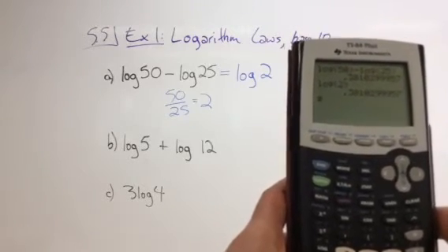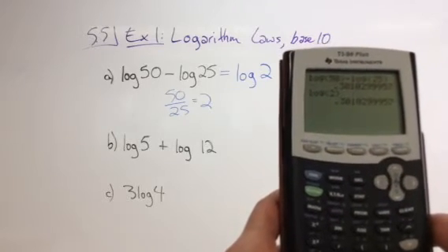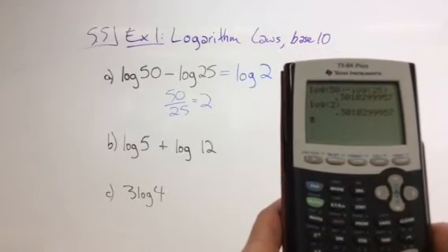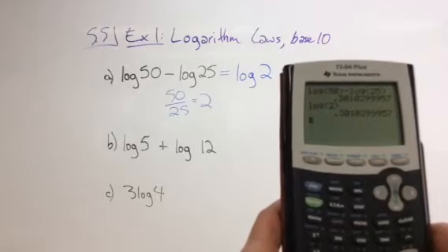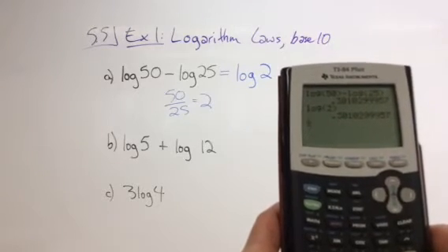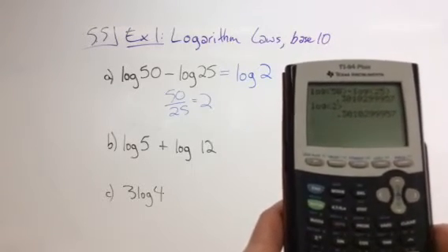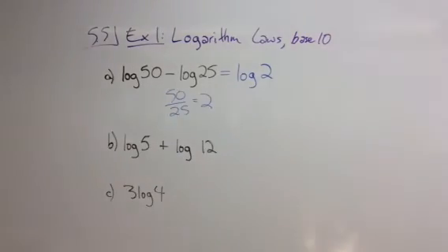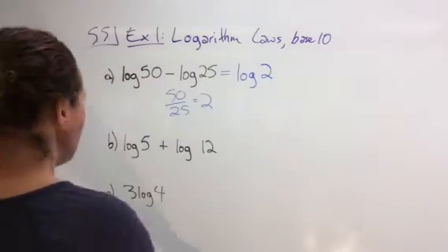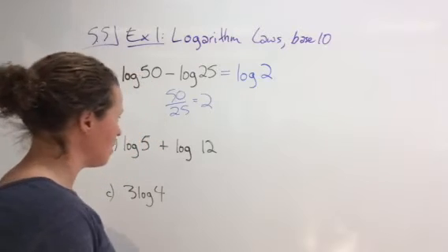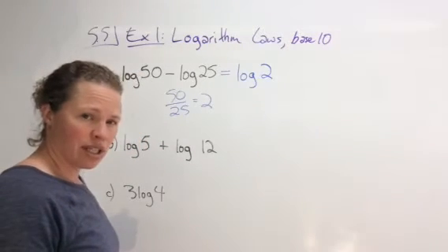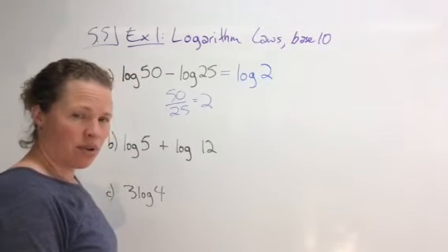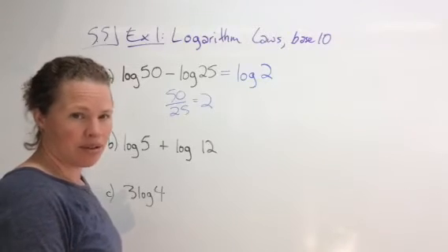What that number is really doesn't matter right now. It's just that we see that it's the same number. So we've verified with our calculator that log 50 minus log 25 equals log 2 because they equal the same number. Going through the rest of these, you can use your calculator to verify that these work. And what we're doing is establishing the patterns.